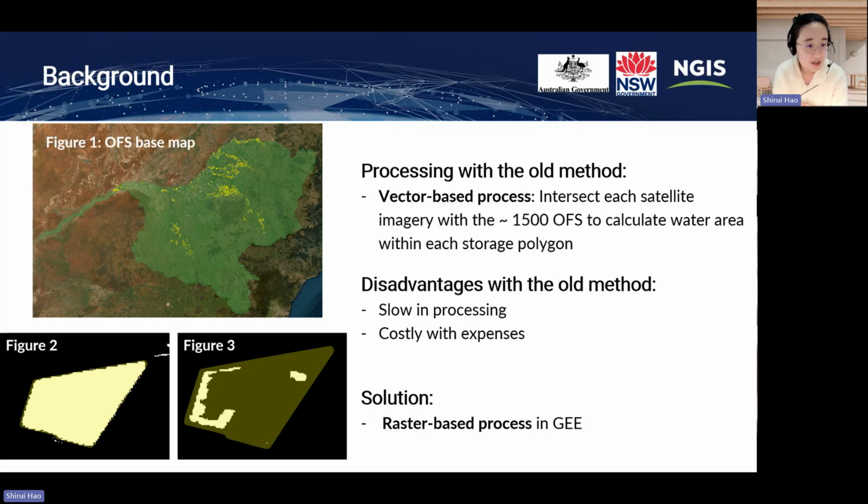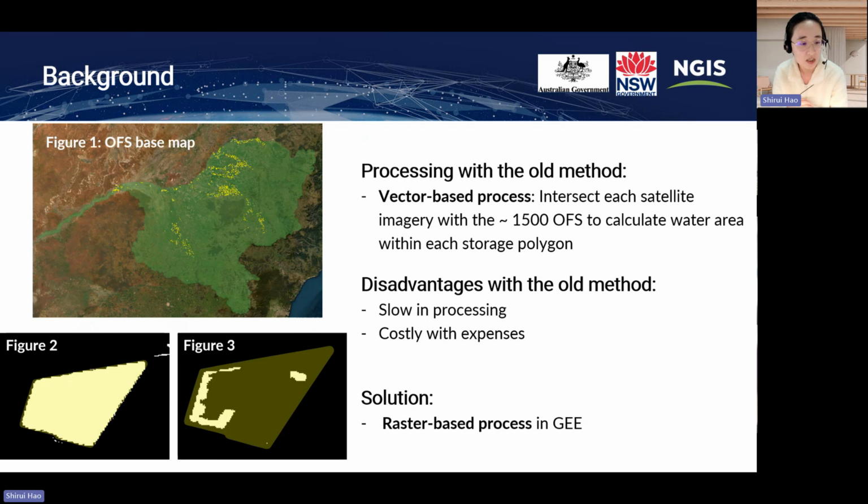What we are seeing here in figure 1 is our unfarmed water storage base map, which was provided by our clients, and it contains a total of about 1,500 storages, which means we have 1,500 polygons. With our old processing method, which we call vector-based processing, we intersect each of the satellite images with this unfarmed water storage base layer map to calculate the water area within each of the storage polygons.